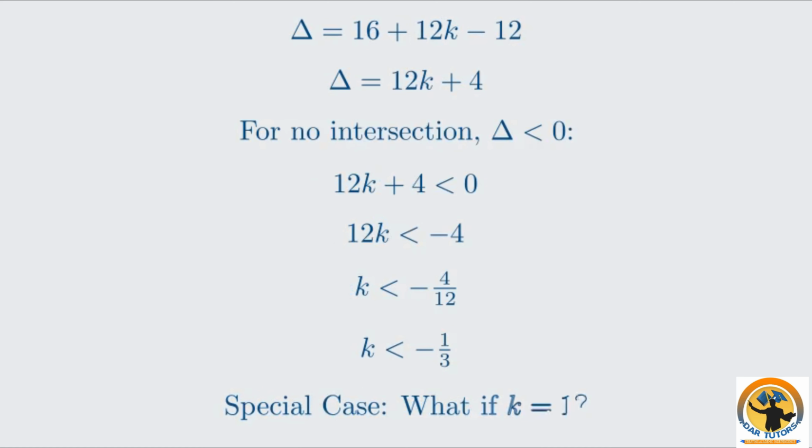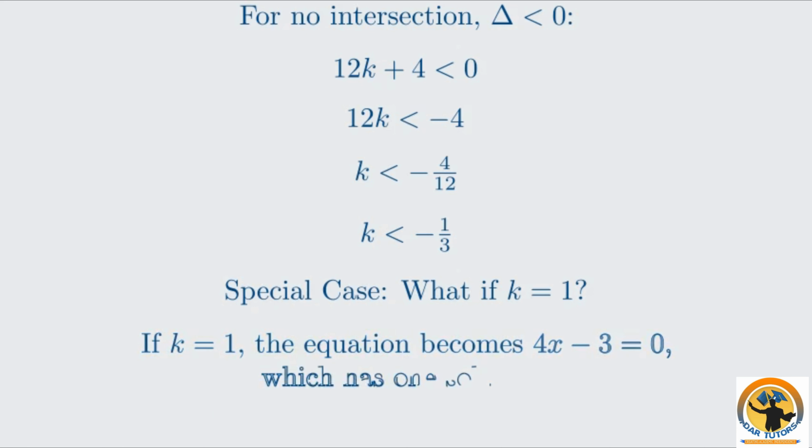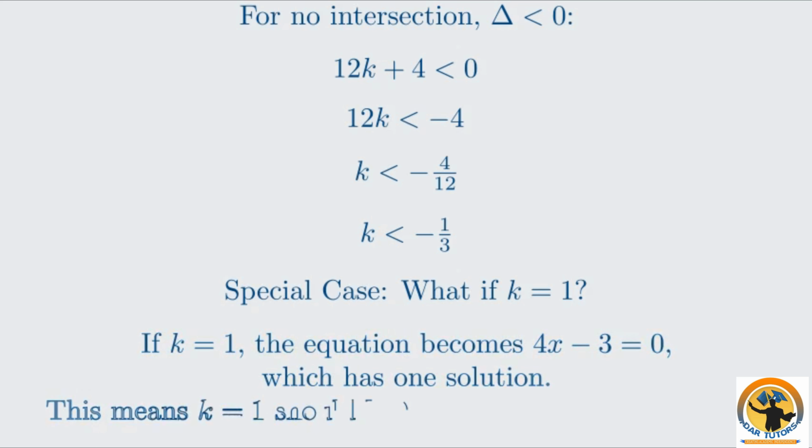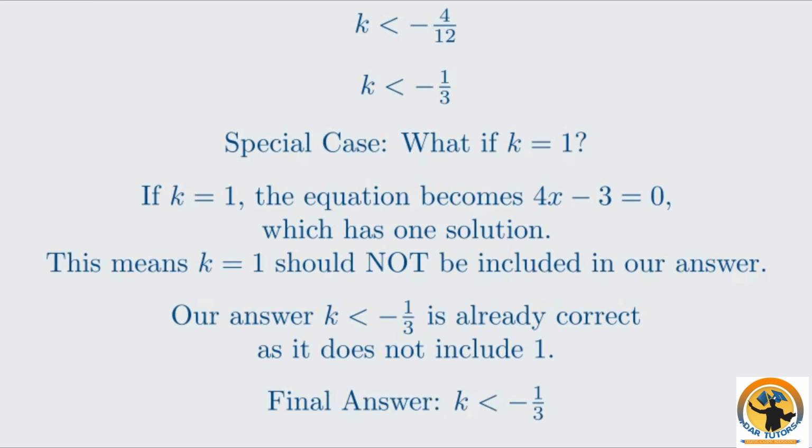We have one final check. What if k equals 1? If k is 1, our original equation, (k minus 1) x squared plus 4x minus 3 equals 0, becomes a linear equation. 4x minus 3 equals 0. This has exactly one solution. X equals 3/4. This means when k equals 1, the functions do intersect. So our condition k is less than negative 1/3 is correct. The final answer is all values of k less than negative 1/3.